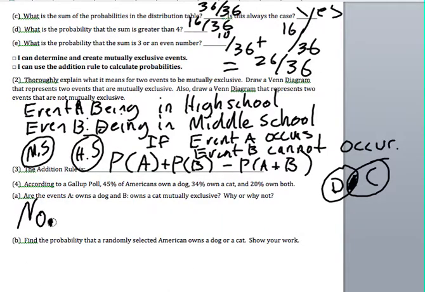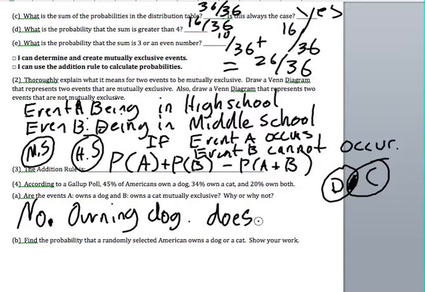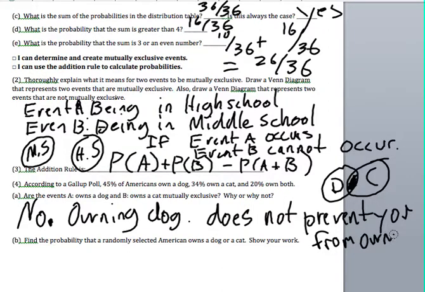No. Owning a dog does not prevent you from owning a cat. If I pick somebody at random and they own a dog, there's still a good chance they own a cat. Or if I pick somebody at random that owns a cat, there's still a good chance they own a dog. So they're not mutually exclusive. Find the probability that a randomly selected American owns a dog or a cat.